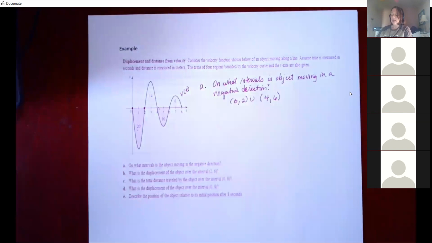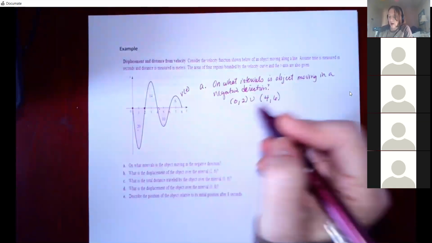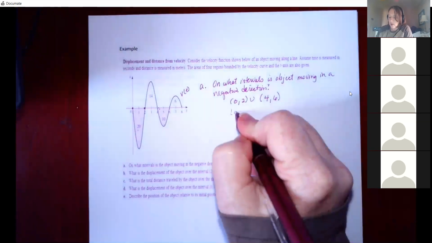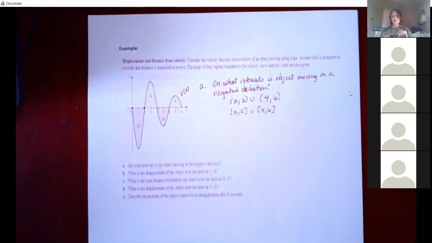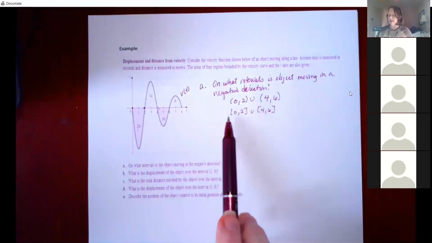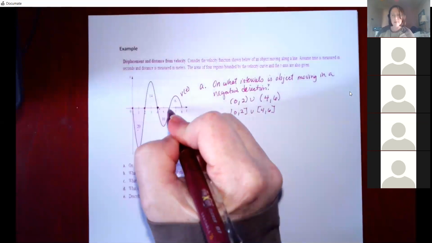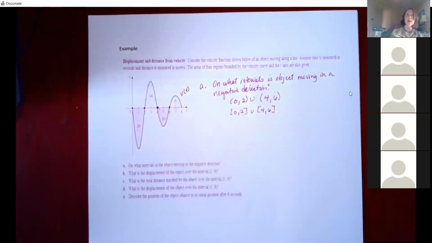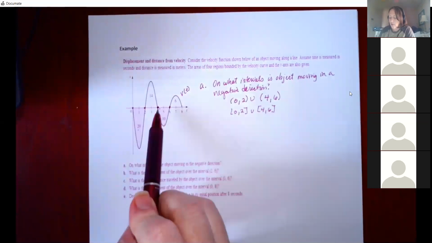Now, why did I leave open parentheses on these endpoints rather than writing from 0 to 2 and from 4 to 6? Because the point still exists? It does still exist, but specifically, what is velocity at those endpoints? When t is continuous movement? I'm not asking my question very well, I don't think. That's true, but what's the value? That's what I should have said. What's the value of velocity at t equals 0, t equals 2, 4, and 6?